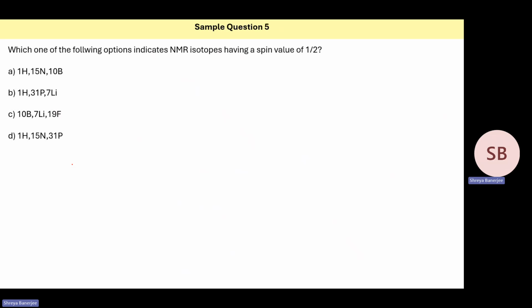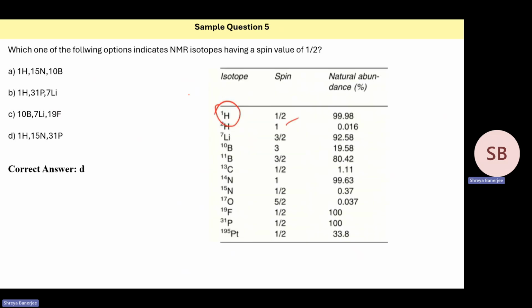Then the question is asking which one of the following options indicates NMR isotopes having a spin value of half? So if you look at the table, you can see 1H has a spin value of half.